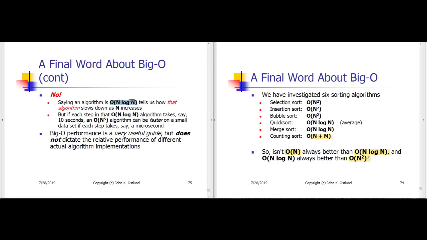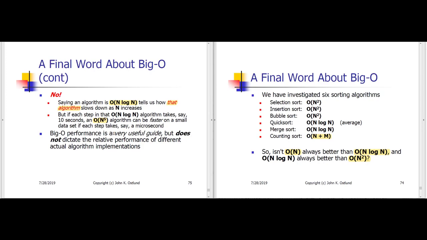If we say that an algorithm is order n log n, what that tells us is that that particular algorithm slows down at a rate of n log n as n gets larger. But if each individual step in this order n log n algorithm is really slow, then it's entirely possible that you could find an order n to the fifth algorithm, which for a given small data set is way, way, way faster than the order n log n algorithm.